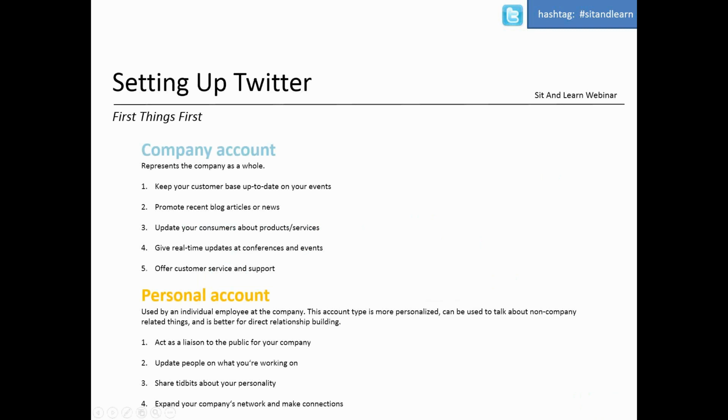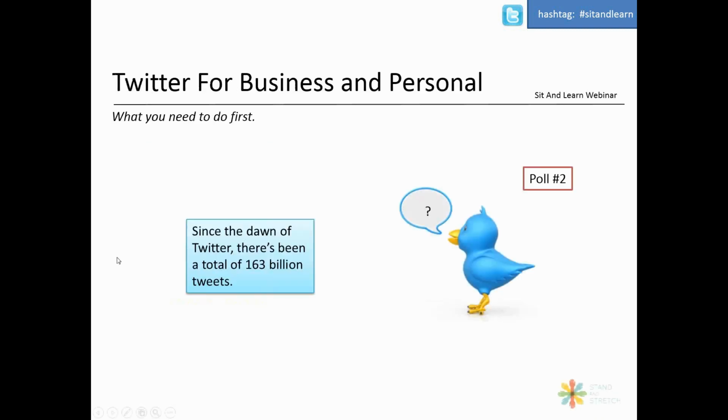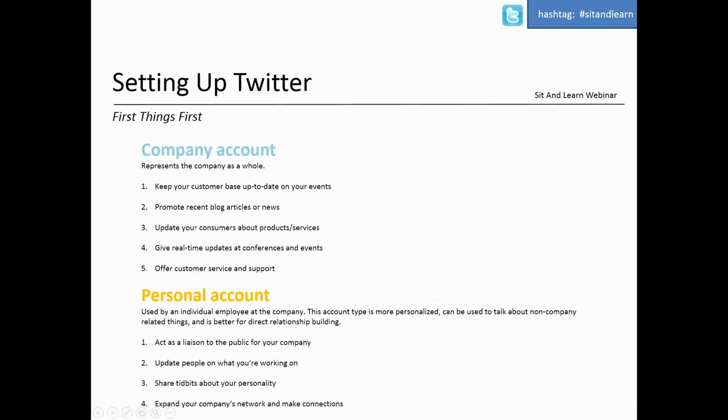So bouncing right into it, and I think I left off the stat there. I love this. Since the dawn of Twitter, there's been a total of 163 billion tweets. That's just crazy, I know. So first things first: company account, personal account. I'm just going to walk through some of this stuff. It's very simple. The company account should represent the company as a whole. You want to keep your customer base up to date, promote recent blog posts, any type of news aggregation content going out. You want to update your consumers on your products. This could be recalls. It could be damage control.